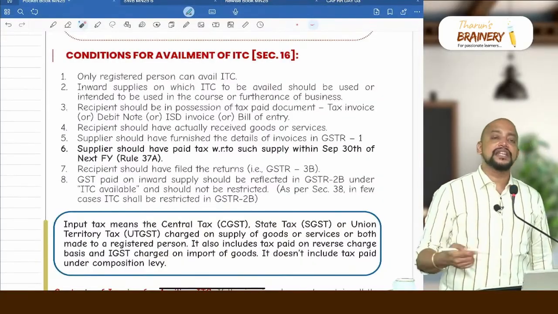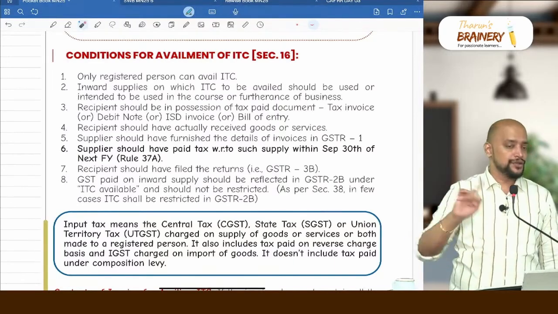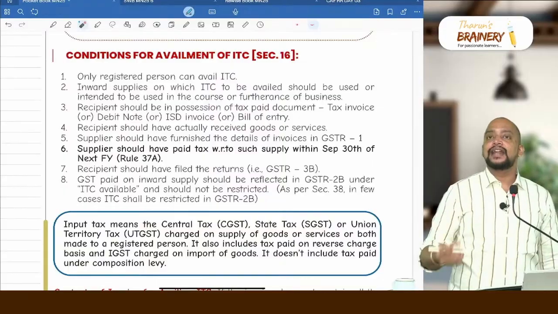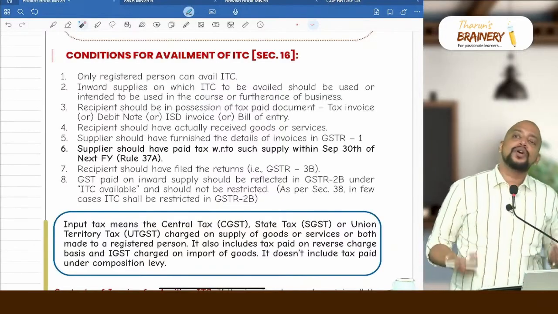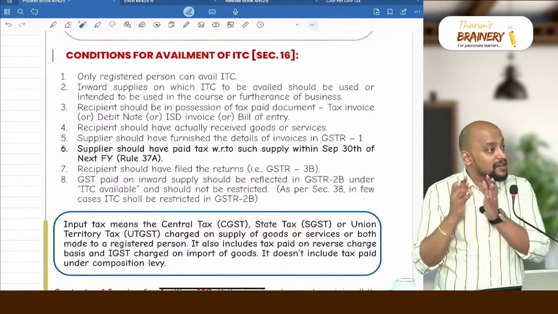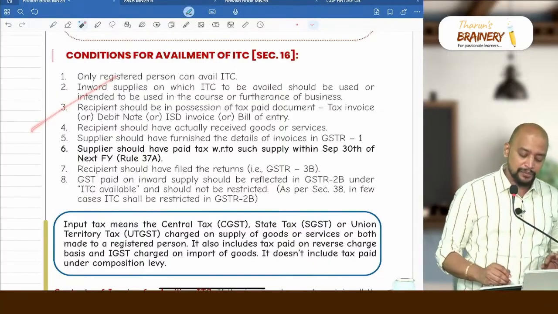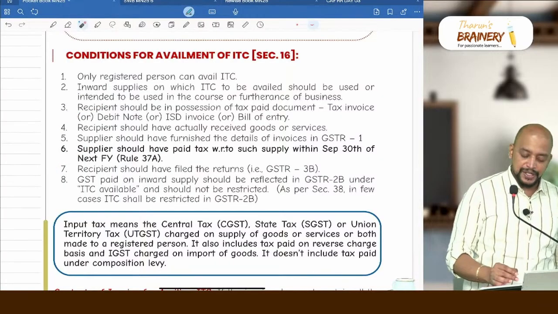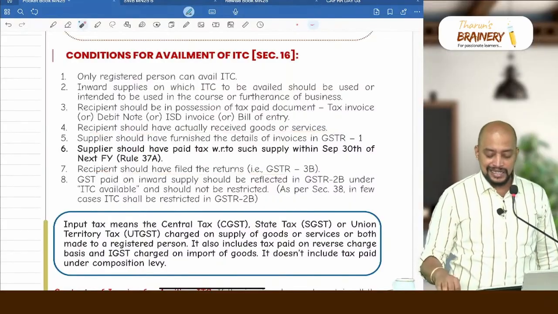Same way with services, even though there is GST on advances, can they take ITC with respect to services? No, only when the services are actually received will they be able to take ITC. Then another condition is that to take the ITC they need to file GSTR 3B. There is no other way in which they can take ITC, only by filing 3B. So these are the three conditions, point number 3, point number 4 and then point number 7. The recipient should have actually received the goods or services, and the recipient should have filed the returns, that is GSTR 3B.